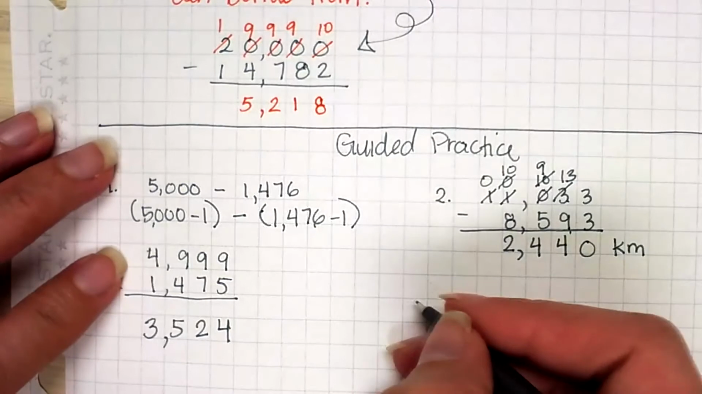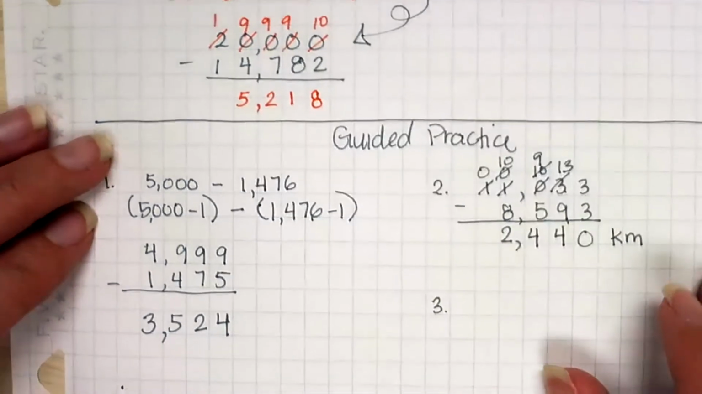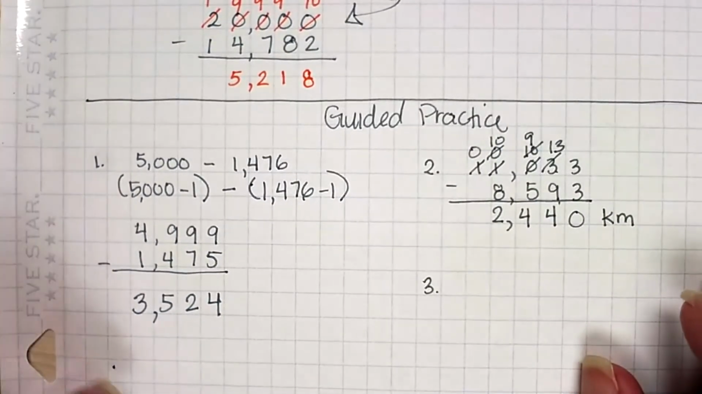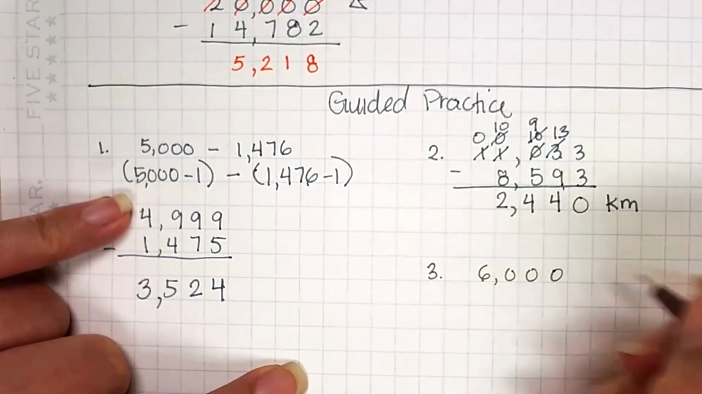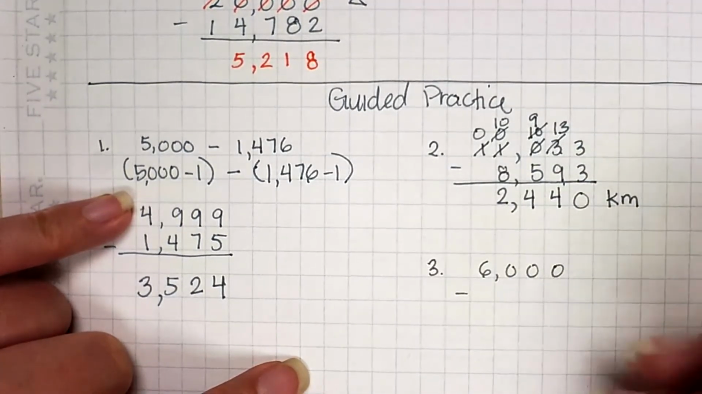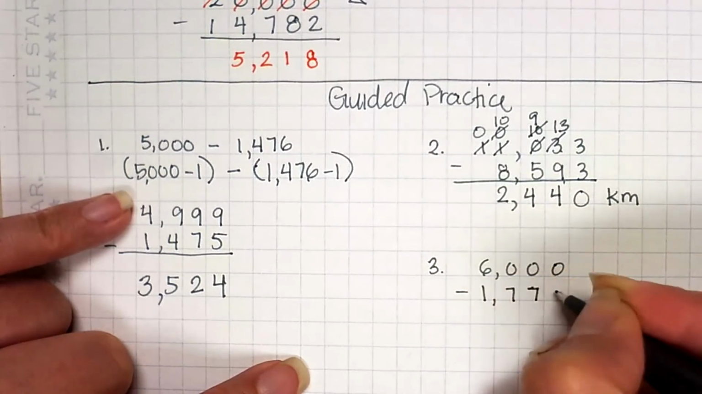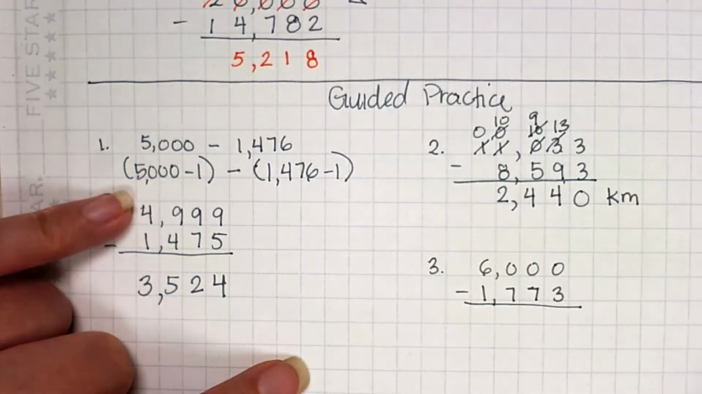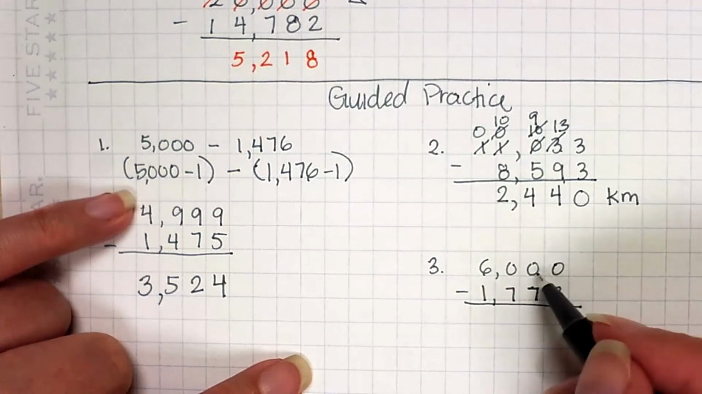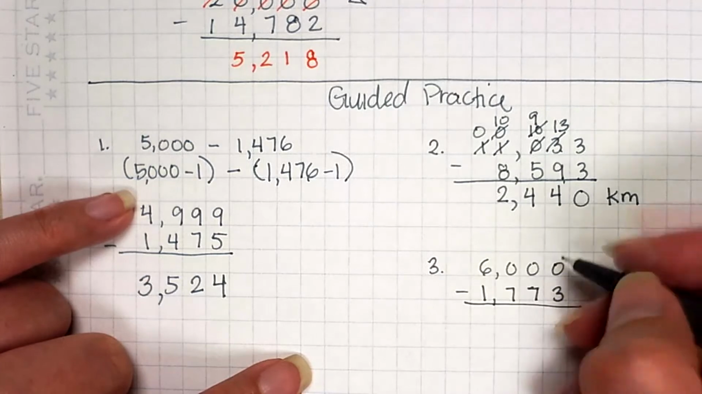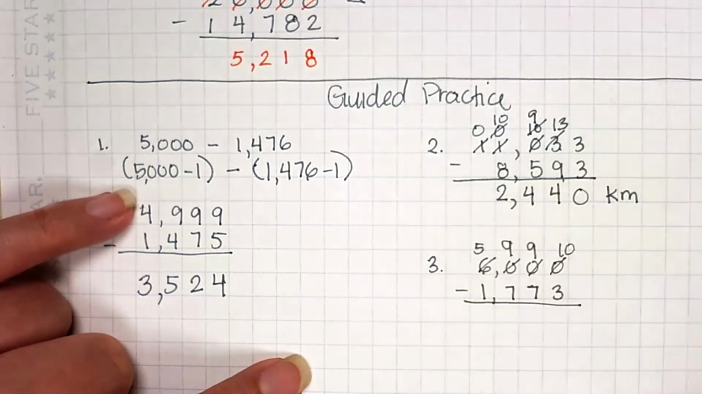All right, now number 3. Let's do number 3 down here. For number 3, we're just doing the subtraction. So 6,000 take away or minus, whichever you prefer, 1,773. Now remember what I told you. Your shortcut here is if these are all zeros, your first one is going to become a 10. The rest are going to become 9s, and you're borrowing from that biggest number. So 10, 9, 9, and then we borrowed from the 6, so that 6 became a 5.